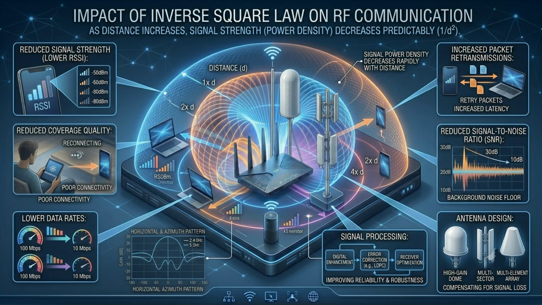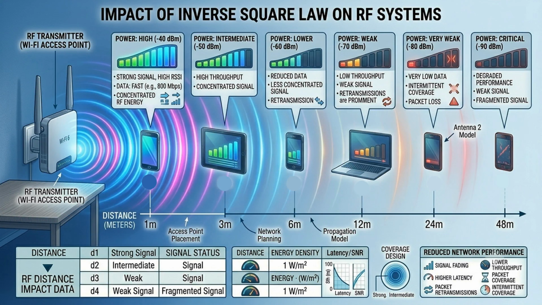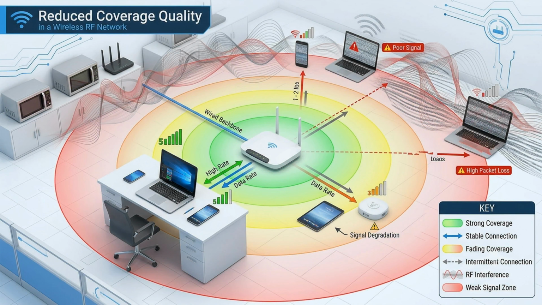Impact of inverse square law on RF systems. Reduced signal strength, lower RSSI. As distance from the transmitter increases, the received signal strength decreases rapidly. Reduced coverage quality. Devices farther from the transmitter experience weaker signal levels, less reliable communication, increased susceptibility to interference and noise.